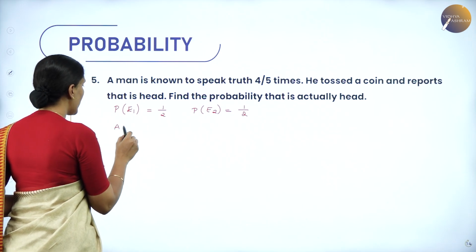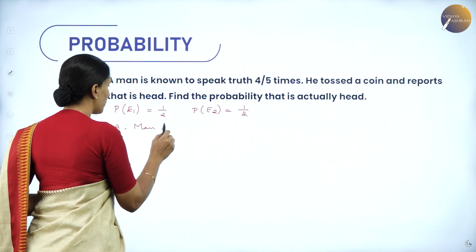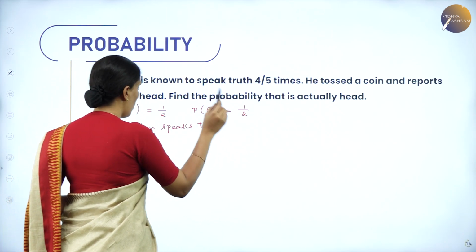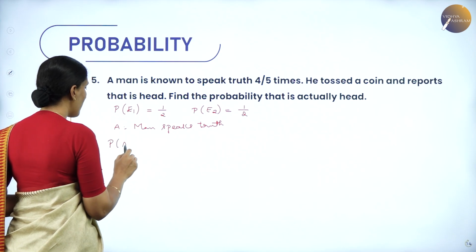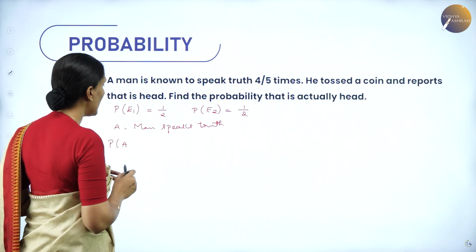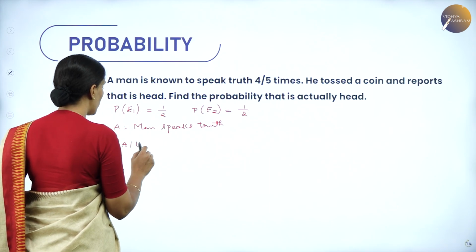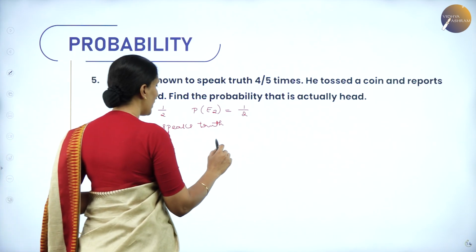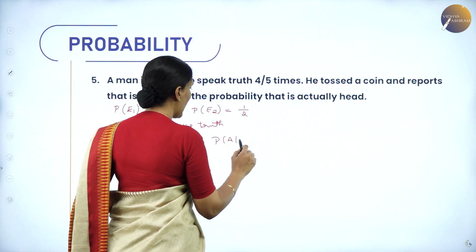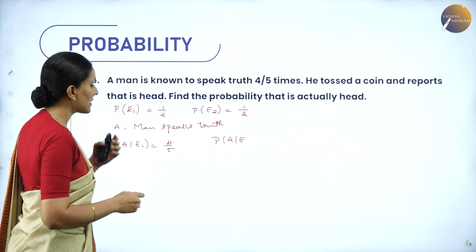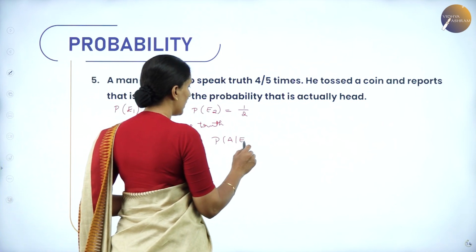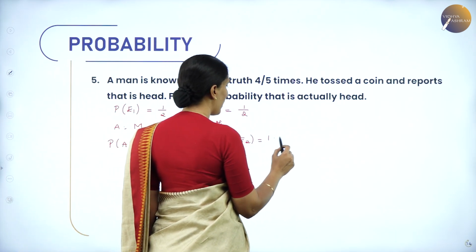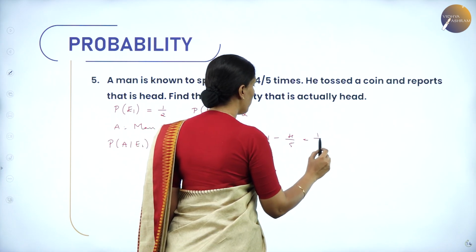Now let A denote the event that man speaks truth. Now the probability that man reports that it is a head, that means he is actually saying a truth, they have given as 4 by 5. Then obviously he says lies. That means he says that it is head when it is not actually head, will be equal to the complement of this, 1 minus 4 by 5, that is equal to 1 by 5.